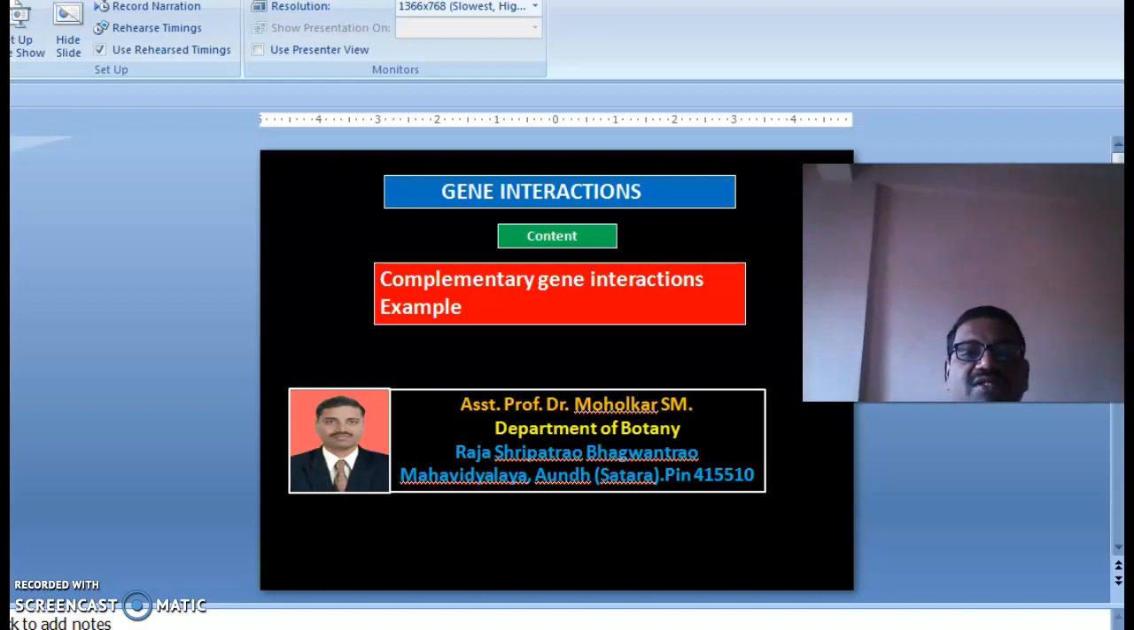Today we will see another new concept, that is gene interactions. Under gene interactions, we will see the complementary gene interactions and their example.